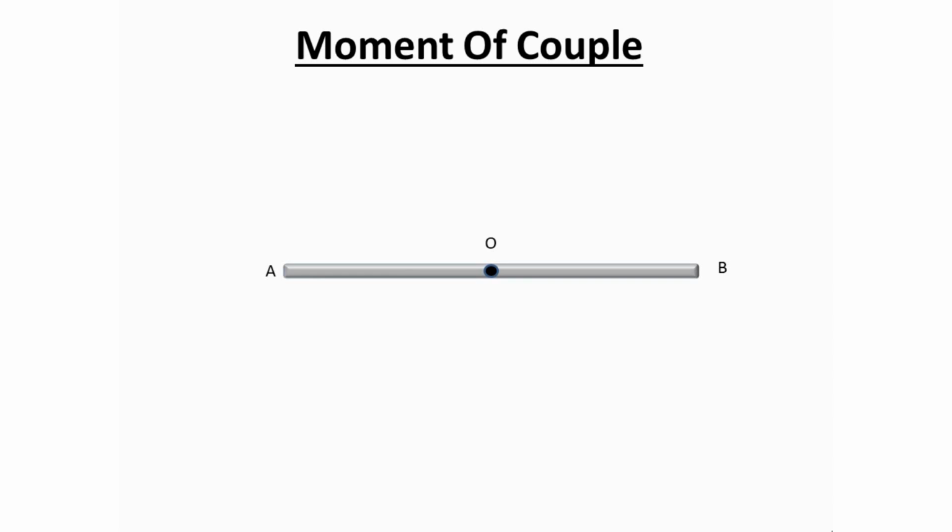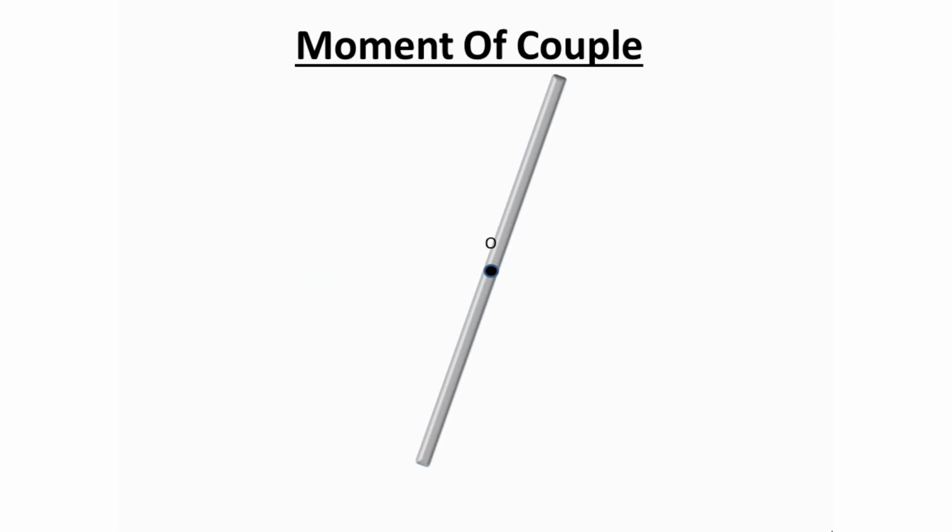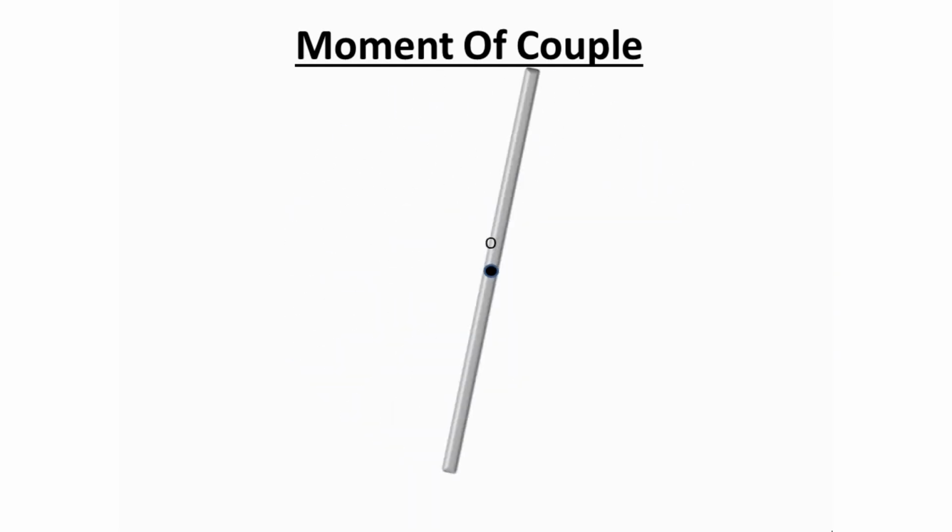Moment of couple. Consider rod AB which is pivoted at point O. Thus, the rod cannot produce translational motion. At the ends A and B, two equal and opposite forces are applied. Each force has a turning effect on the bar in the same direction, that is anti-clockwise in this case. Thus, the two forces together form a couple which rotates the bar about the point O.